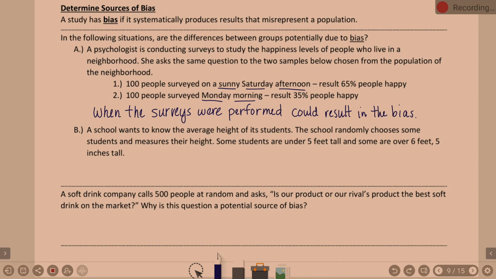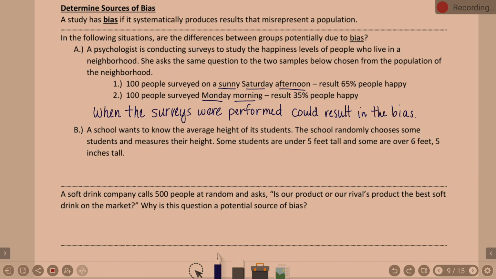Okay. Start reading B when you're ready. A school wants to know the average height of its students. The school randomly chooses some students and measures their height. Some students are under 5 feet tall, and some are over 6 feet 5 inches tall. So the question is, is this due to bias?